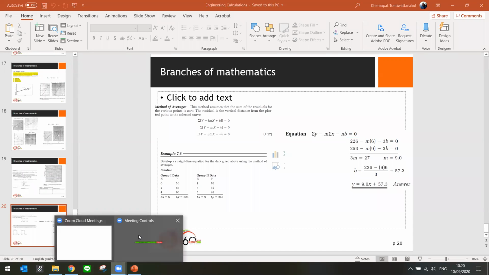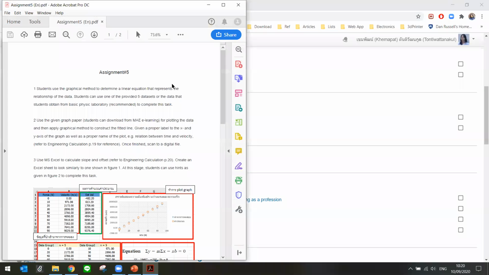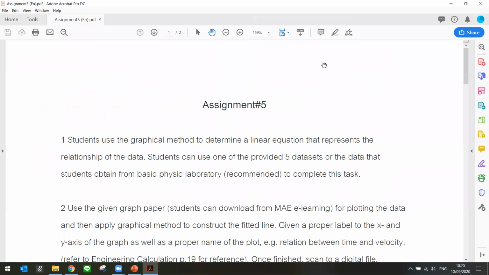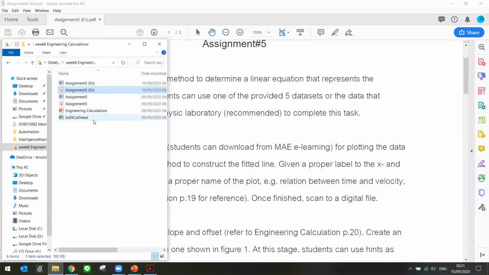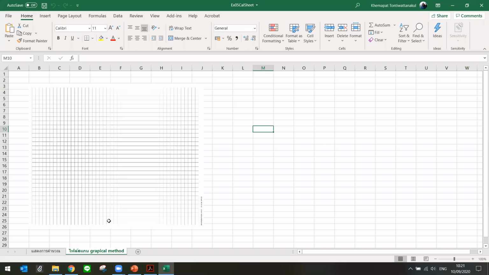And you're going to have an assignment to practice this approach. Let me show you the... here it is. I put this in the e-learning system already. So I would ask you to produce this Excel sheet.